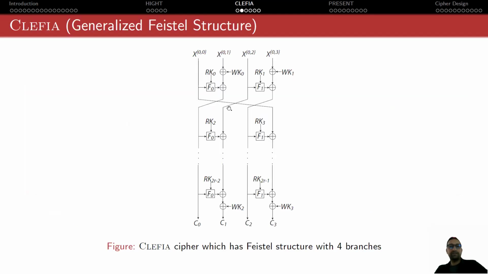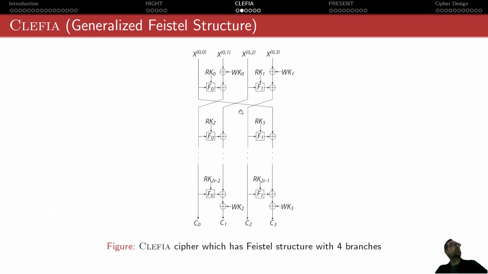lightweight designs. This is also a generalized Feistel style, but instead of 8 lanes like HIGHT, we have 4 lanes. And now the block size is 128 bits. These lines actually represent 32 bits in this case. In HIGHT, they were representing a byte, here 32 bits. As you can see, it also has a round function, F0 and F1.